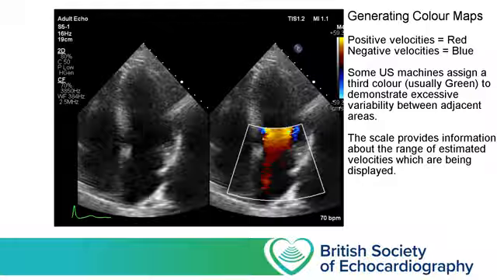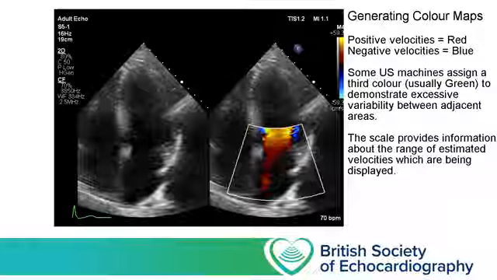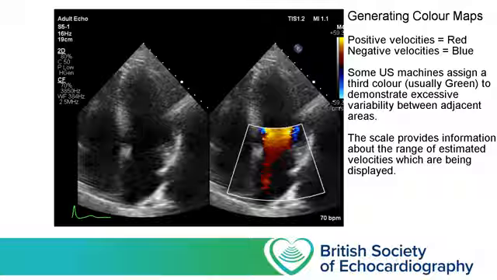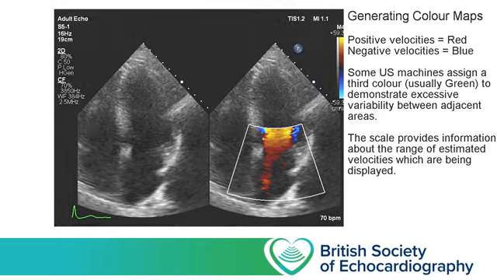And we can see a band of dark red becoming bright yellow blood leaving the left atrium, entering the LV. And you can see from the scale on the right hand side that the ultrasound machine is estimating this blood's travelling in the order of about 50 centimeters per second as it's crossing past the mitral valve annulus.